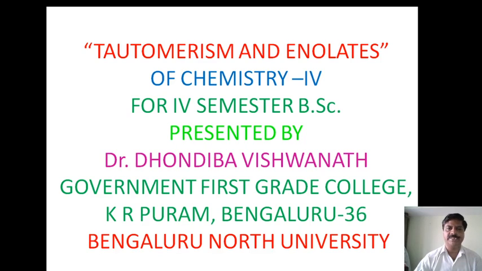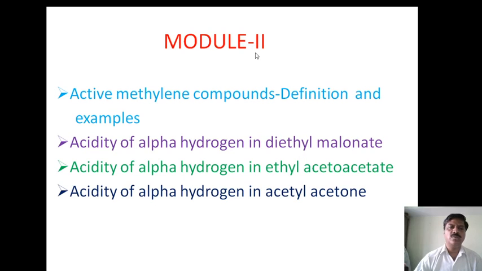Today I am going to discuss tautomerism and enolates, module number 2 for 4th semester BSc, Bangalore North University. Module 2 consists of active methylene compounds, definition and examples, acidity of alpha hydrogen atom in diethyl malonate, acidity of alpha hydrogen atom in ethyl acetoacetate, and acidity of alpha hydrogen in acetyl acetone. These points you have to discuss one by one in module 2.